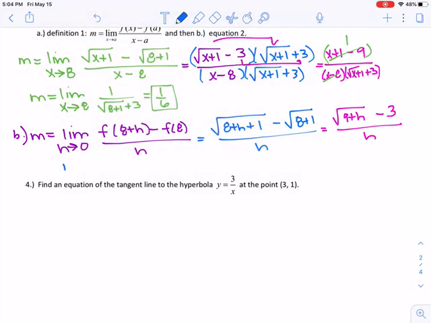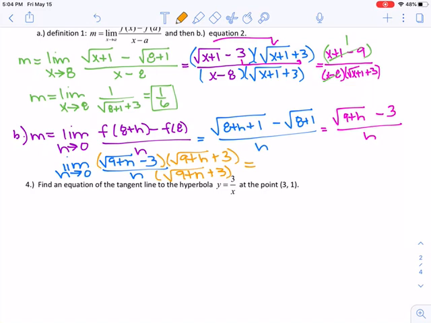So we've got the limit as h approaches 0 of the square root of 9 plus h minus 3 all over h. We want to multiply top and bottom by the square root of 9 plus h plus 3. So when we do that, my firsts are going to give me a 9 plus h. My outers and inners are going to cancel. My lasts give me a negative 9, all over h times the square root of 9 plus h plus 3.